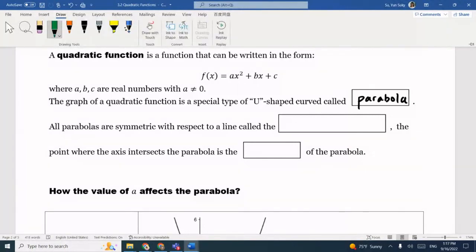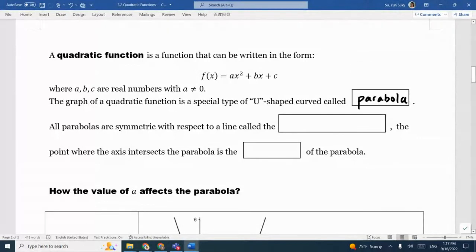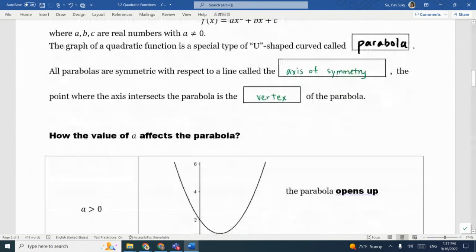Wait, let me find my color. Okay, parabola. And all parabolas are symmetric with respect to a line. It's called the axis of symmetry. The point where the axis intersects the parabola is called the vertex of the parabola.